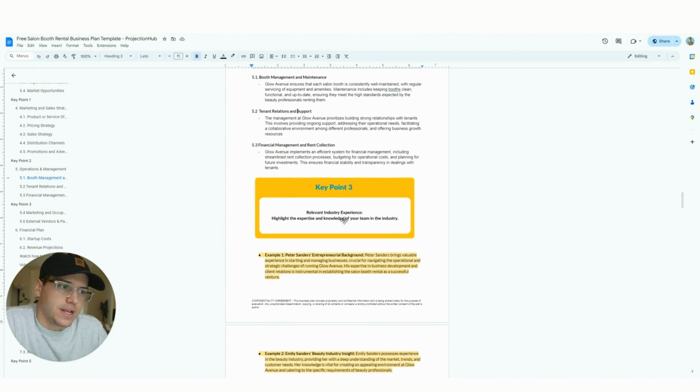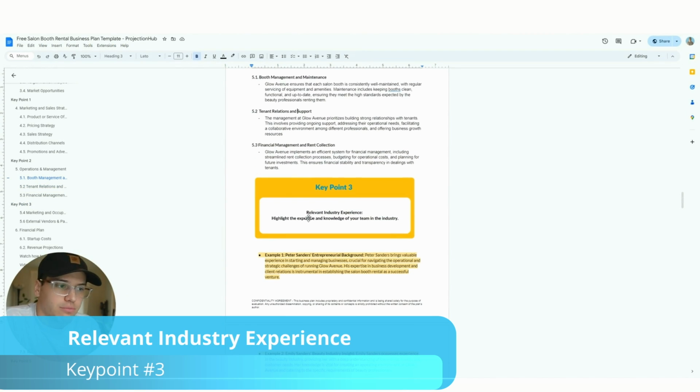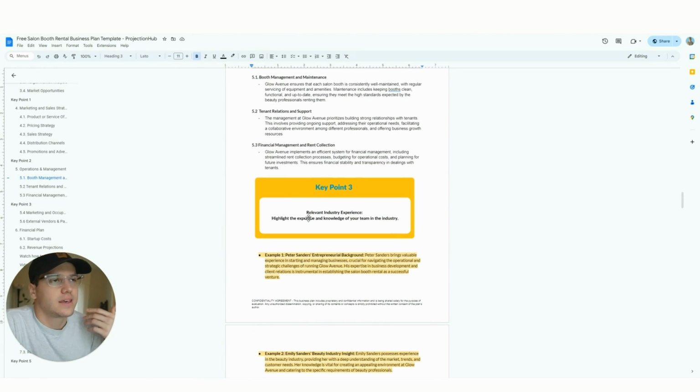But key point number 3 is making sure you highlight the relevant industry experience. In a booth rent scenario where you own the actual booth rent salon, it's probably not absolutely necessary, but I think it's still pretty important to have some experience in the salon industry. Maybe it's not imperative that you've had experience being a landlord or renting out a property before. But what's key here is demonstrating to the lender that you know what you're getting yourself into and you are prepared to succeed, with people around you who have the skill set you need.